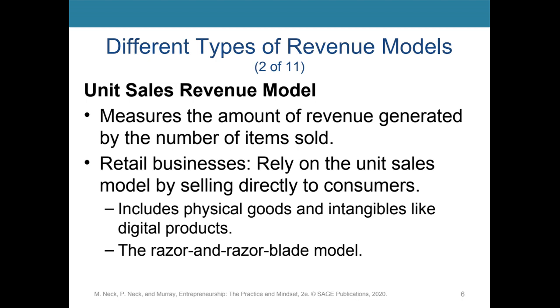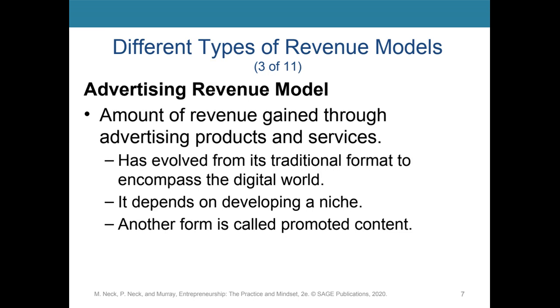Next one is the advertising revenue model. This is a way that we make revenue through advertising products and services. This mostly works in the digital world, and we also call it promoted content.